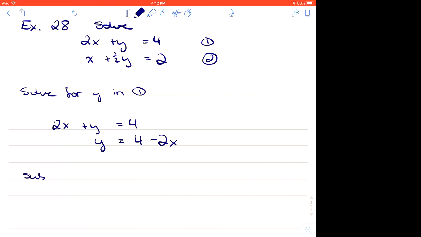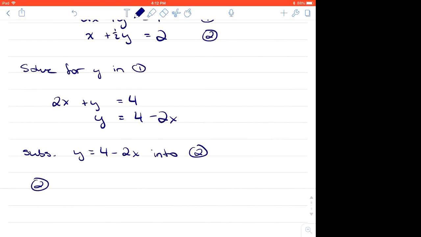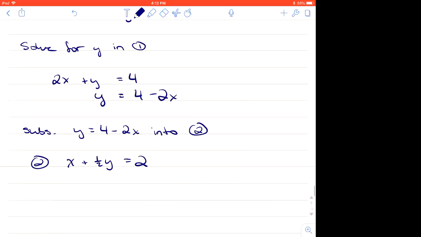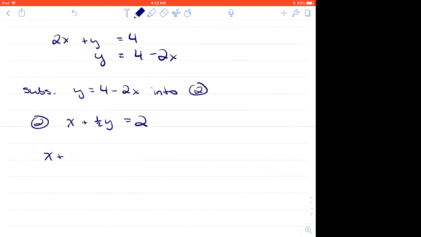So now we want to substitute y equals 4 minus 2x into equation 2. Right? We got it out of equation 1, so we need to put it into equation 2. Okay. So then equation 2, right, is x plus 1/2 y is 2. So x stays the same. x plus 1/2 times 4 minus 2x is 2. Okay. So then we can bring the 1/2 inside. x plus 4 divided by 2 is 2, right? Minus 2 divided by 2 is just 1, so 2 minus x equals 2.